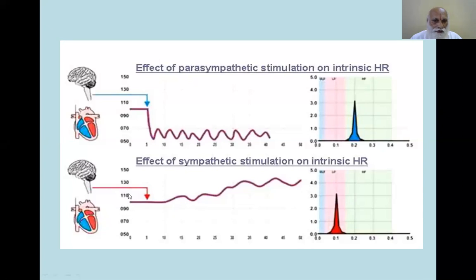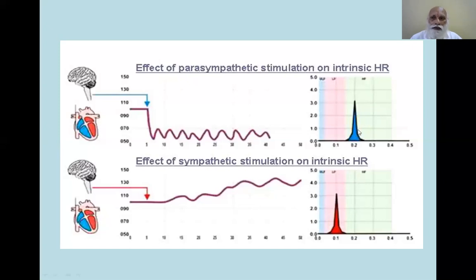And then if you stimulate the sympathetic nerves to the heart, then heart rate will give an increase in the low frequency area. So the peak of the power spectrum is more in the low frequency zone. This is the parasympathetic effect. This is the sympathetic effect. You can see them separately.